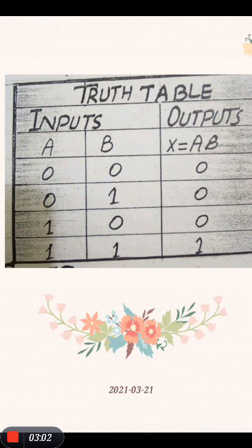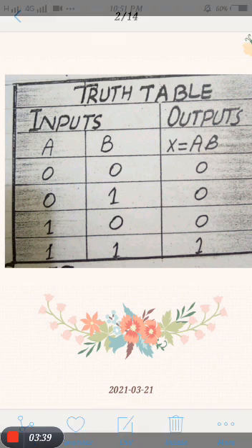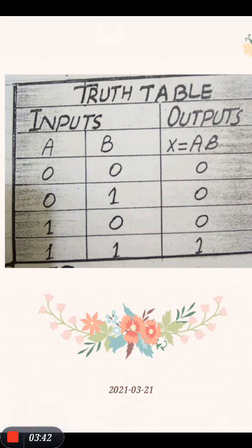Here A and B. To draw the truth table, for B we alternate the single digit, that is 0 1 0 1. The second column will be the double of the first, that is 0 0 1 1. The output is X equal to A into B. If both of the inputs are 0, it will give us a 0. If any one of the inputs is 0, it will give us a 0. Only when both of the inputs are 1 1, it will give an output of 1. So this is the logical operation of the AND gate.